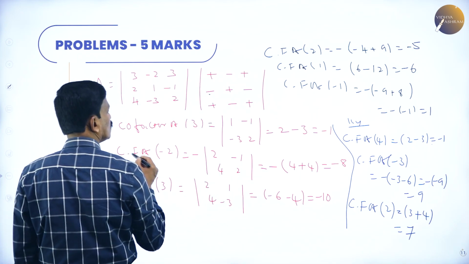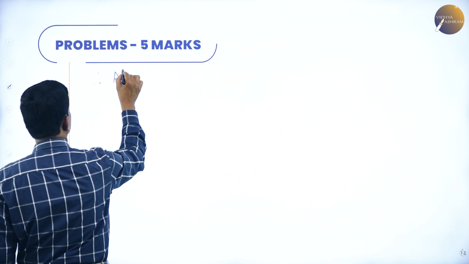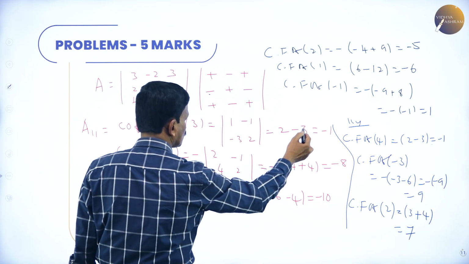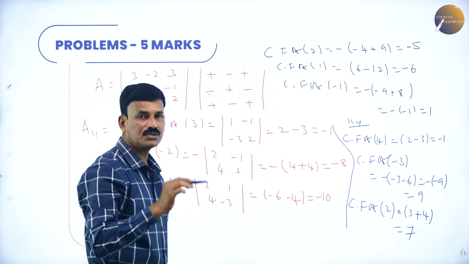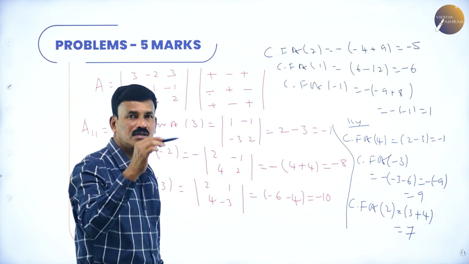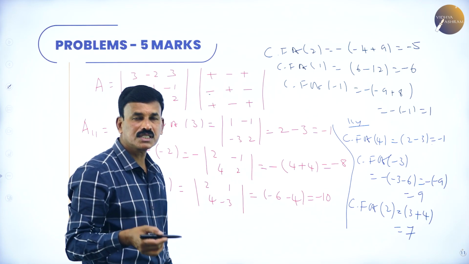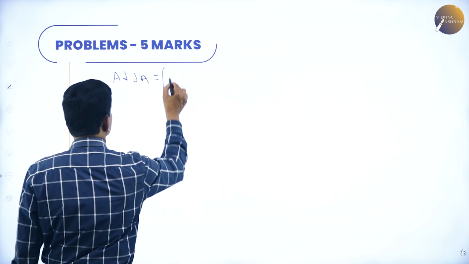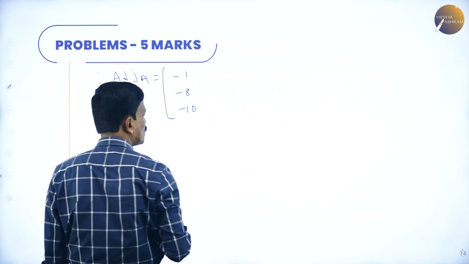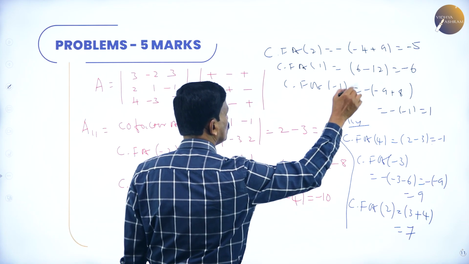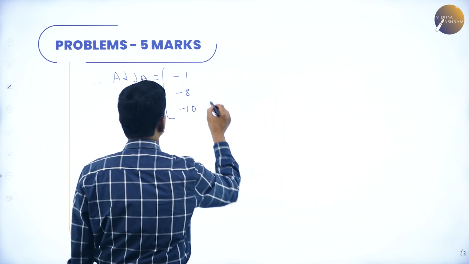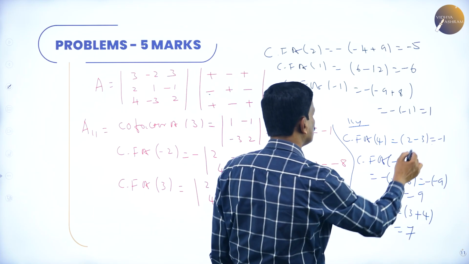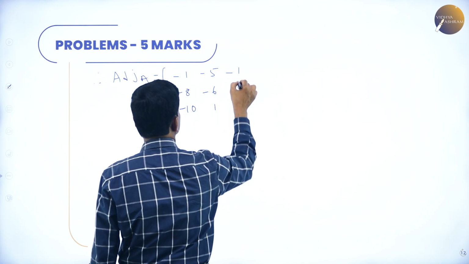So, therefore, I will go to the next page. Straight away we can write the adjoint of A, write down the first column. Instead of writing first row, second row, third row, if you represent these elements in first column, second column, third column, that itself will straight away give the adjoint. So the adjoint of A is minus 1, minus 8, minus 10, first column. The second row becomes second column: minus 5, minus 6, plus 1. And the last row becomes last column: minus 1, 9 and 7.